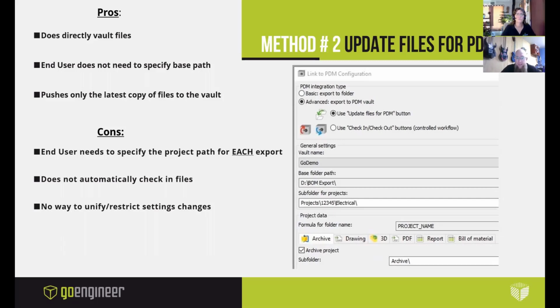And the end user doesn't have to pick that base path the way that Cheri did in the last show there, where you can see that kind of BOM export path that I have in my screenshot is kind of hard coded into the location. But then, as you get into the cons, you still have to pick that project specific information location as well. Another pro there too is it's pushing the latest copy of the files to the vault automatically, right?